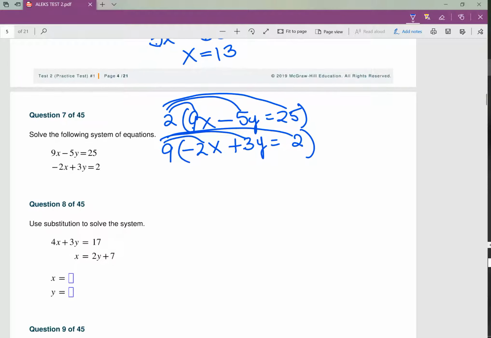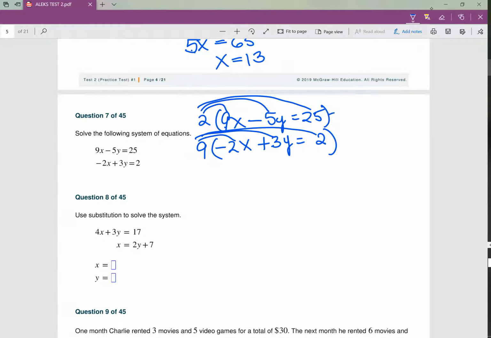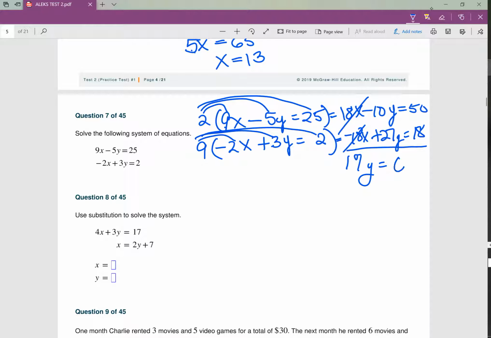So my new system, or my new values for this, become 18x minus 10y equals 50 for the top line. And for the bottom line, I have negative 18x plus 27y equal to 18. So if you notice, once I employ the addition method, these guys cancel. This leaves you 17y is equal to 68. And if I divide by 17 on both sides, I should get y equals, I believe, 4.